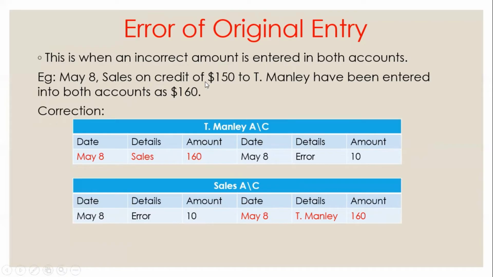Similarly, if the accounts were understated, so say for example, you had recorded $130 or $140 instead of $150, right? Then both accounts would need to be increased by $10, right? So what you would need to do then for the Team Manley account, you would need to put $10 here. So you would have May 8th error $10, right? And for sales, you would credit it to increase it. May 8th error $10. All right, that is what you would have done if you want to increase both accounts. All right, so that's the error of original entry.